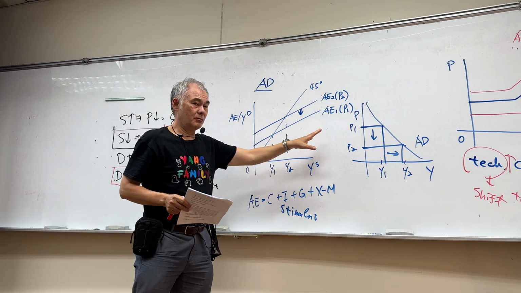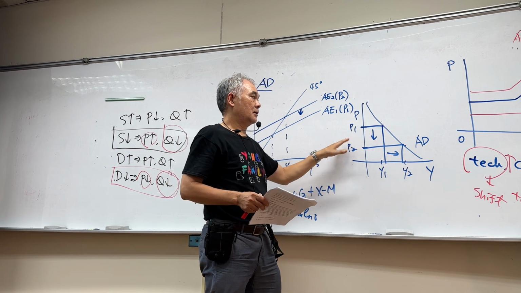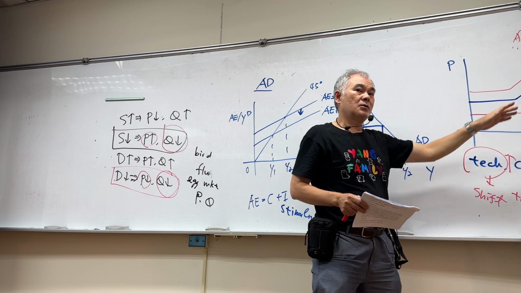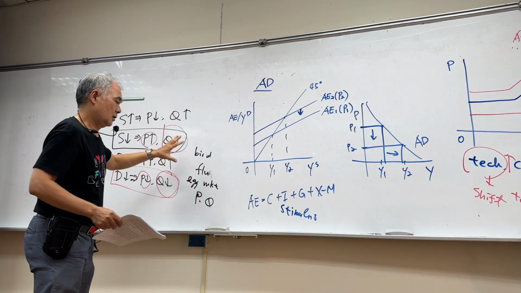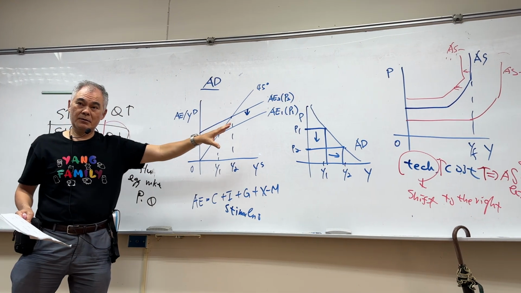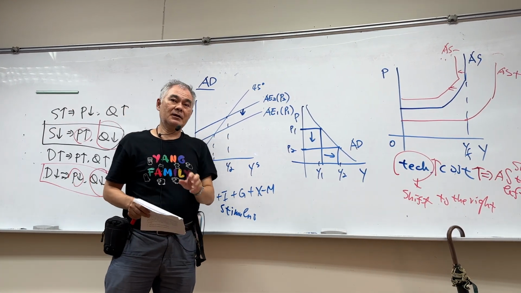You have aggregate demand and aggregate supply. It goes up, goes down, shifts to the right, shifts to the left. That's the same thing here. So basically this combination, this type of question will be in the final. Something like this. But there's one caveat.